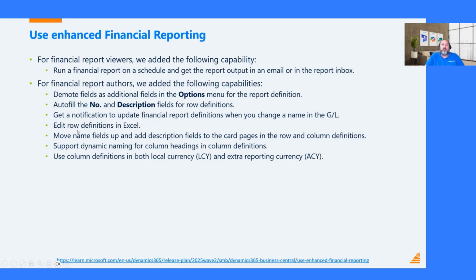One of the nice ones is that you now have the ability to edit row definitions in Excel. For instance, if you change the name of a GL account, it will warn you that you have a financial report related to that GL account, and asks whether you actually want to update the report definition. So if you've got that GL account included in a report line somewhere, it'll update the description over there as well.